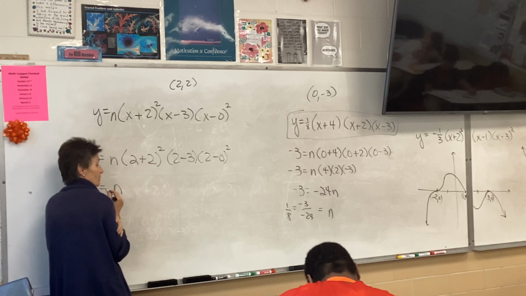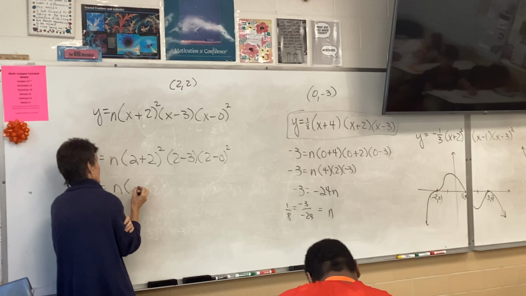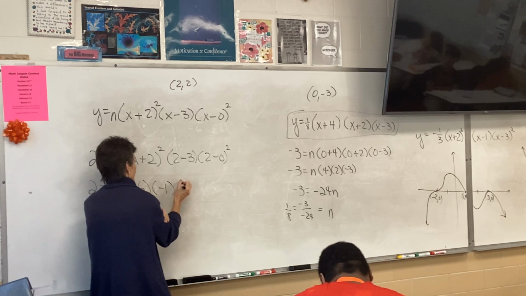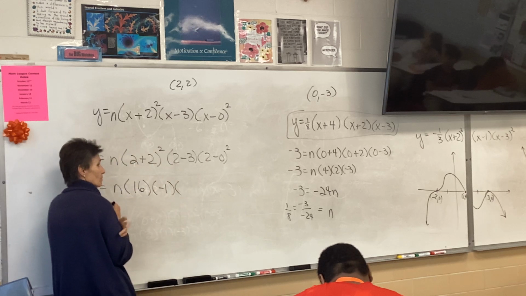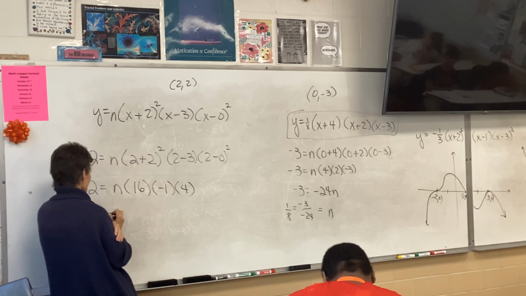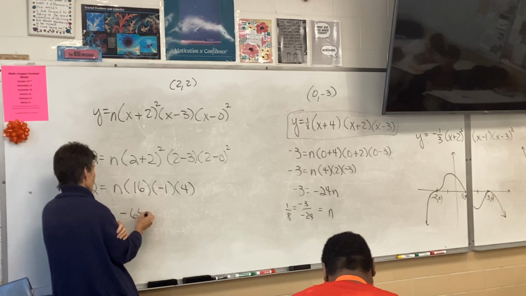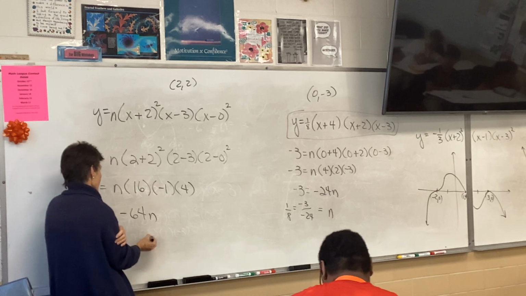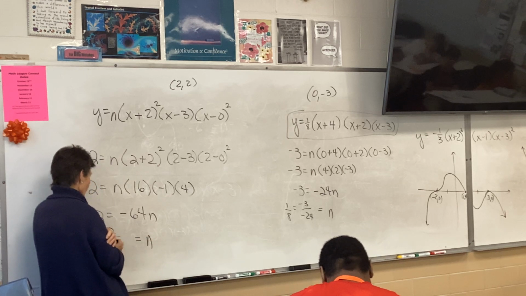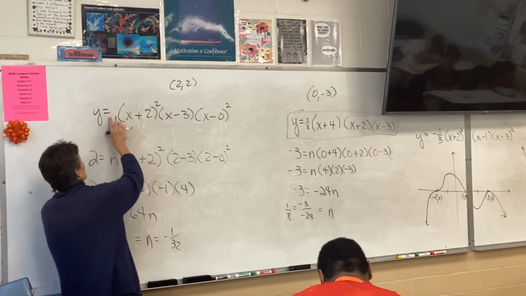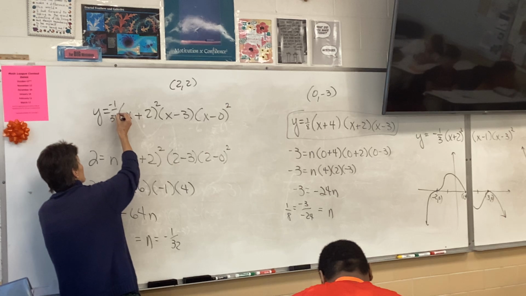What's 2 plus 2? 4, squared, 16. 2 minus 3, negative 1. 2 minus 0, 2, squared, 4. So that's all multiplied, so 2 equals, multiplying all that together, negative 64n. So n equals 2 over negative 64, which is negative 1 over 32.